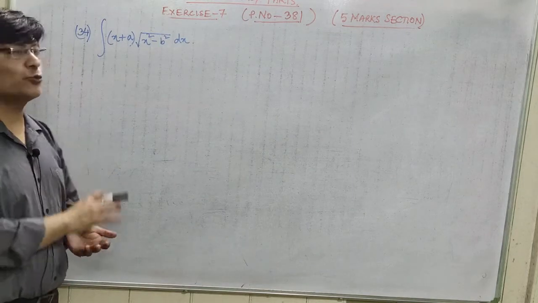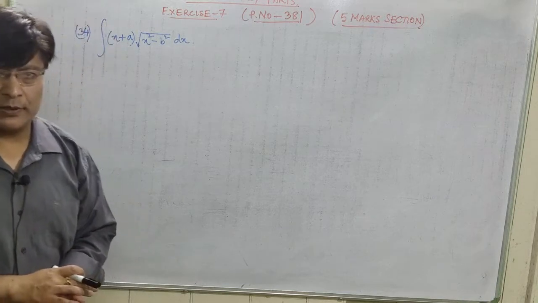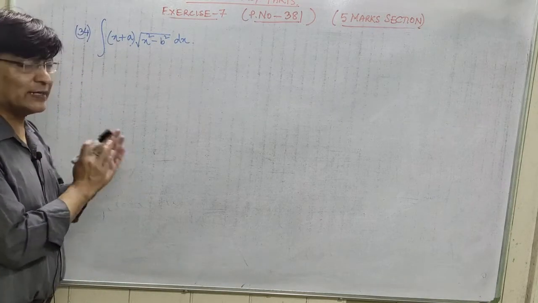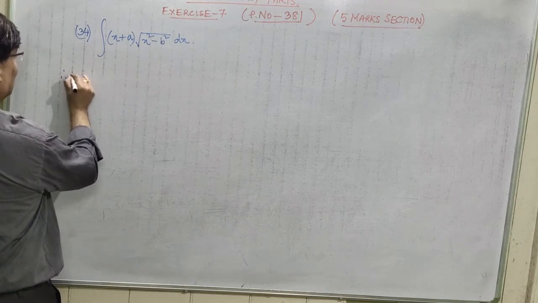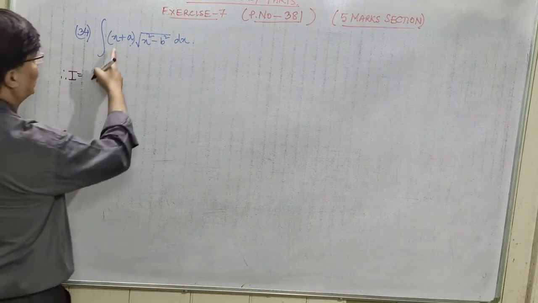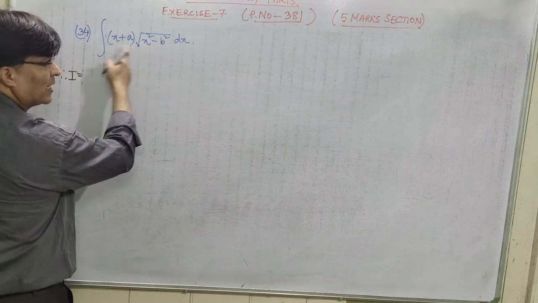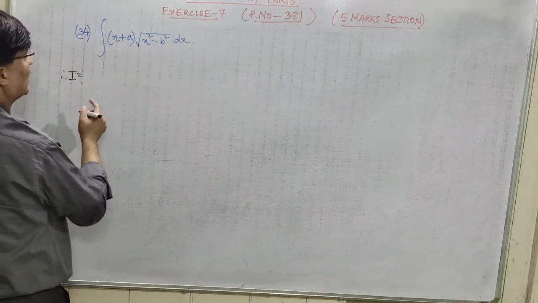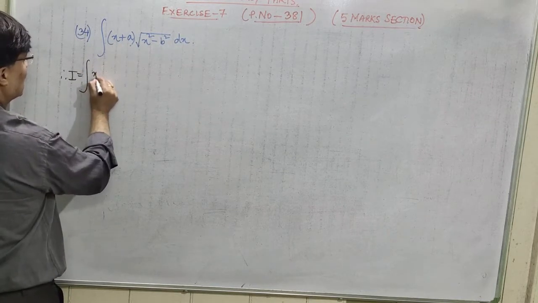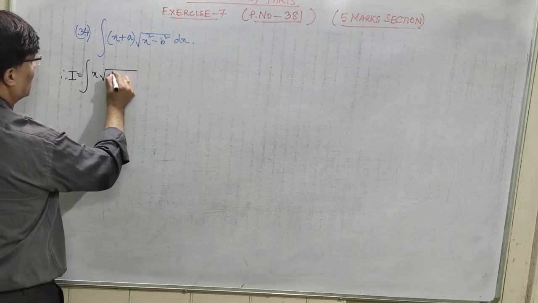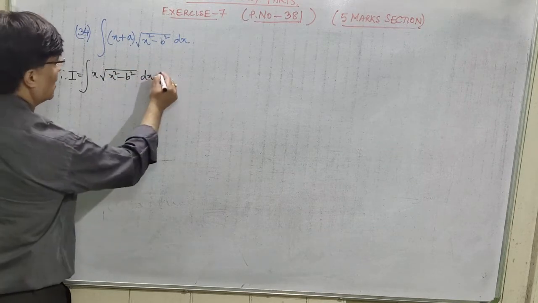But within the square root there is no term containing x to the power 1. So you can directly multiply it and separate it. Therefore, I is equal to, you can multiply these two terms and then directly separate the integral sign and dx. So it will be integral of x root over x square minus b square dx, right?